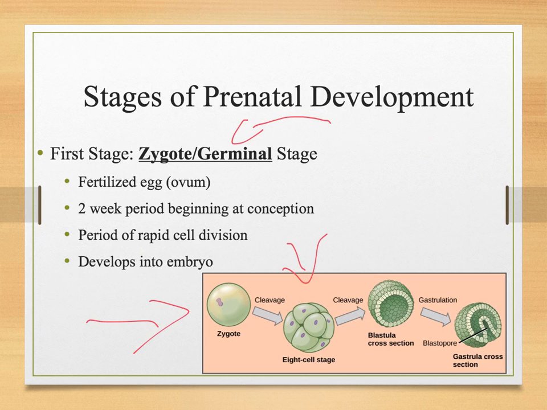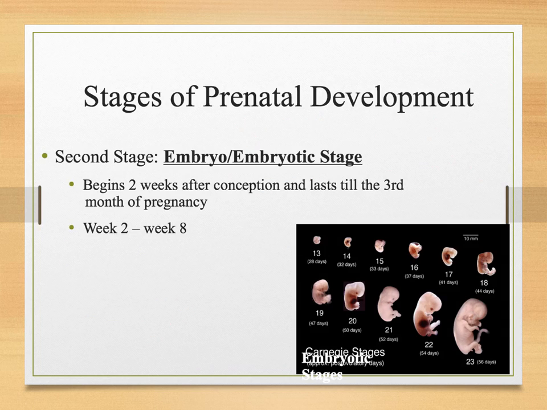All right. So why do we call the germinal stage also the zygotic stage? Well, it's because we begin as a zygote, a fertilized egg, also known as an ovum. All right. The germinal stage lasts for about 2 weeks after conception, and the reason that it doesn't last very long is because it's a very brief period of rapid cell division, as you can see in the graphic below. This zygote in the germinal stage will develop into an embryo, which transitions us to the embryonic stage.